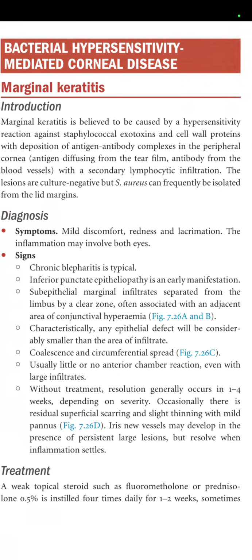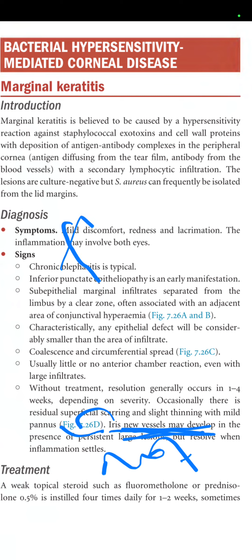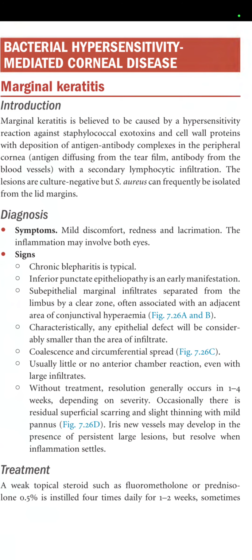Usually little or no anterior chamber reaction even with large infiltrate. Without treatment, resolution generally occurs in 1 to 4 weeks depending on the severity. Occasionally there is a residual superficial scarring and slight thinning with mild pannus. Iris new vessels may develop in the presence of a large persistent lesion but resolve when the inflammation settles. So this is very important, that iris new vessels can develop in this case, and its mechanism is not known. And if there is no treatment, the lesion can resolve on its own. So what is the treatment for this?